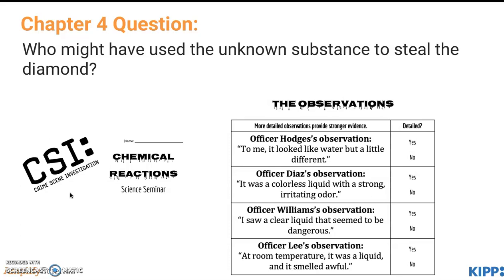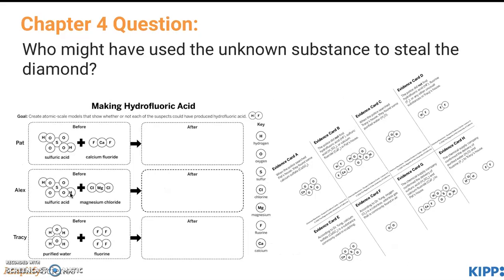On the first day of this 3-day investigation, students must identify the unknown substance. They then use the evidence cards to evaluate various observations of the substance's properties. Once students select the most detailed observation as a strong piece of evidence, students identify the unknown substance as hydrofluoric acid. The criminal used this substance to corrode the glass display case and steal the diamonds.